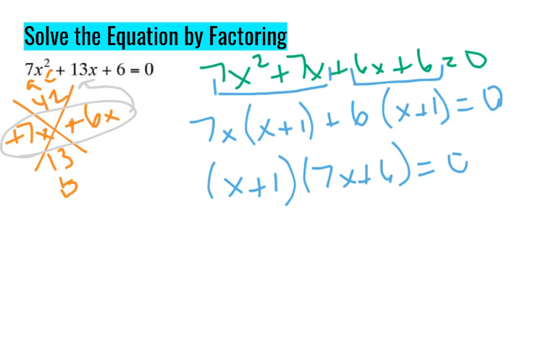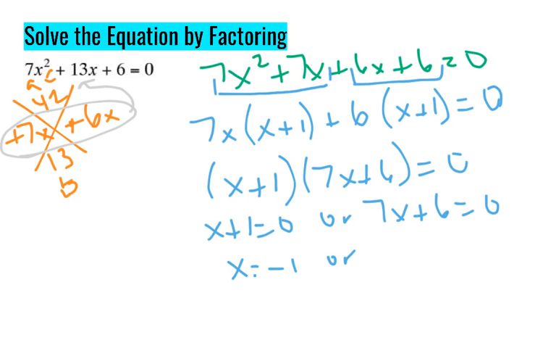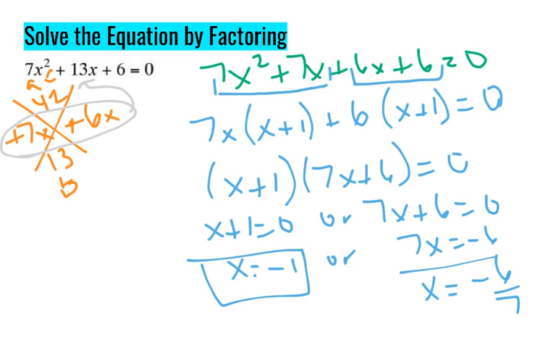Equals 0. My zero product property tells me that either this factor or this factor has to equal 0. So either x plus 1 equals 0, or 7x plus 6 equals 0, right? Subtract 1 from both sides, and x equals negative 1. Or, so on this one we have a two-step equation, so the first thing we got to do is subtract the 6. So 7x equals negative 6, and then we can divide by 7 and get x equals negative 7/6. So one solution, or the second solution.